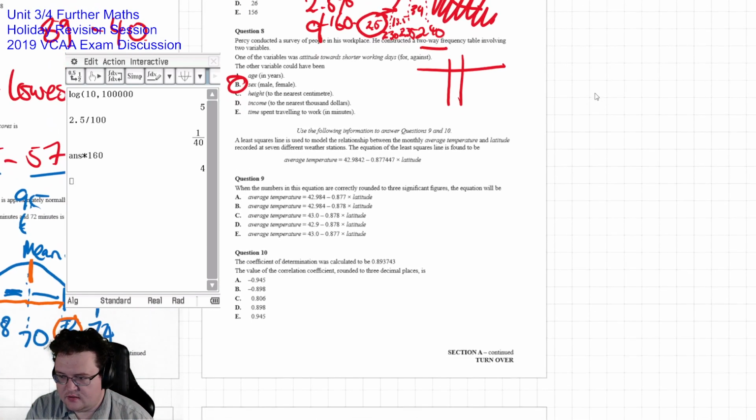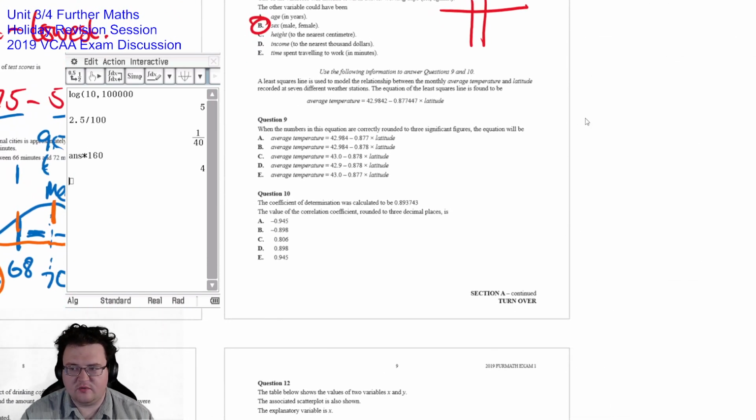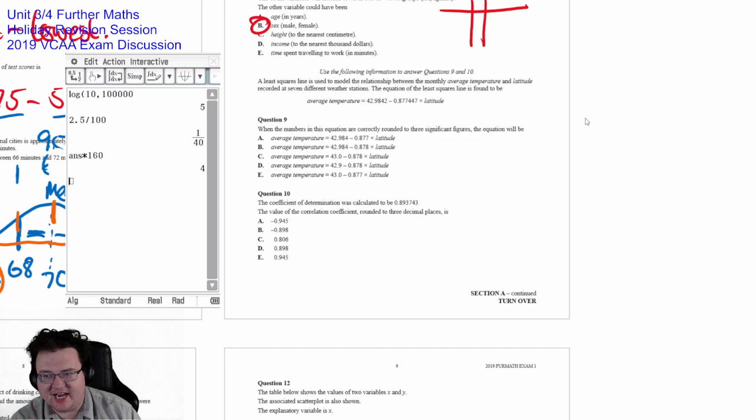Question 9. A least squares regression line is used to model the relationship between the average temperature and the latitude recorded at 7 different weather stations. The equation of the least squares line is found to be what's there, when the numbers in this equation are correctly rounded to 3 significant figures. Now remember, there is a difference between significant figures and decimal places. They are not interchangeable.